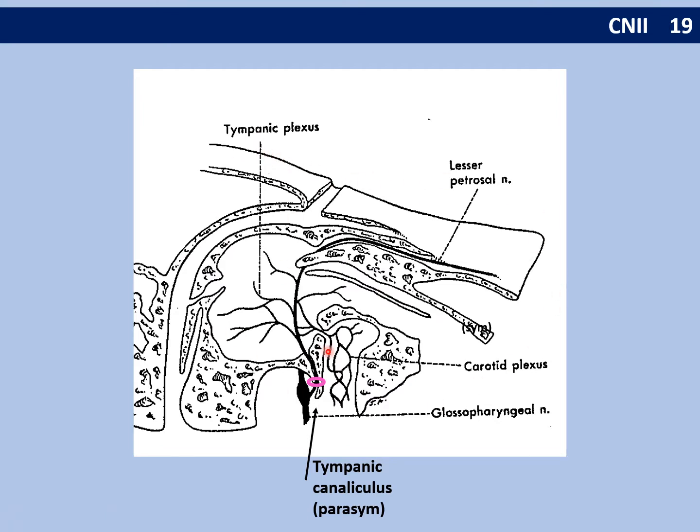Here is an image from your cranial nerve notes. Same thing, but in this picture, what I like about it is that you can see what's been drawn in is this carotid plexus, these sympathetics that accompany the internal carotid artery that participate in this tympanic plexus with the parasympathetics that came from the glossopharyngeal nerve going through the tympanic canaliculus. Okay, and then you can see as that goes on to become the lesser petrosal nerve in this area.